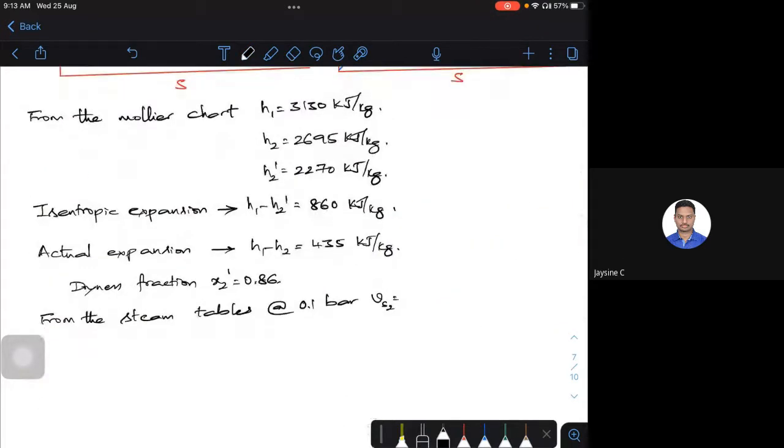Get the specific volume from the steam tables. It is Vg or whatever it may be, not the liquid. Specific volume of the steam, maybe dry steam. We may leave the specific volume for the liquid, then the specific volume for the steam. So you have to get the specific volume for dry steam. Roughly around 13, 14.